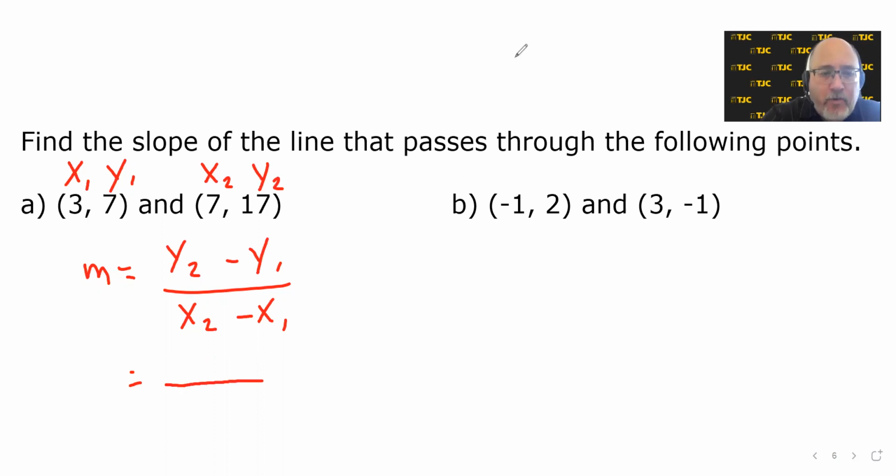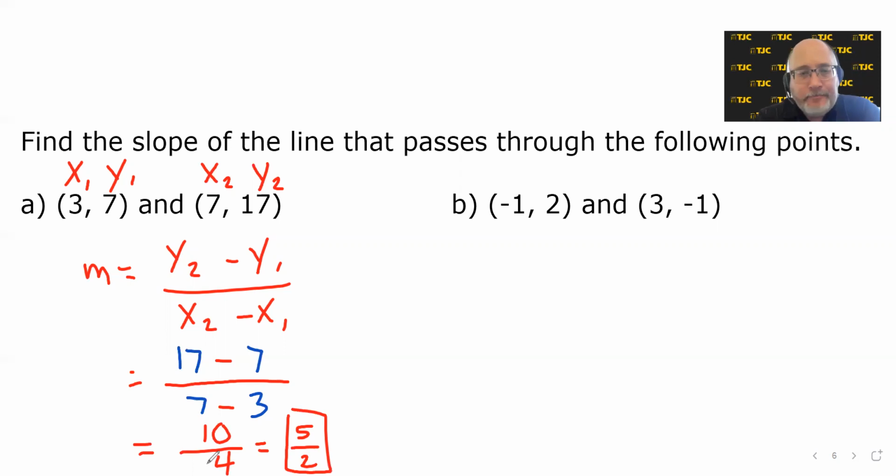When you set up the slope formula, I highly recommend writing the fraction bar and the 2 minuses before plugging any numbers in. The second y is 17. The first y is 7. The second x is 7. The first x is 3. Our formula says it's going to be 17 minus 7 over 7 minus 3. Well, 17 minus 7 is 10. 7 minus 3 is 4. Our slope is 10/4. You will be expected to reduce. That fraction reduces to 5/2.